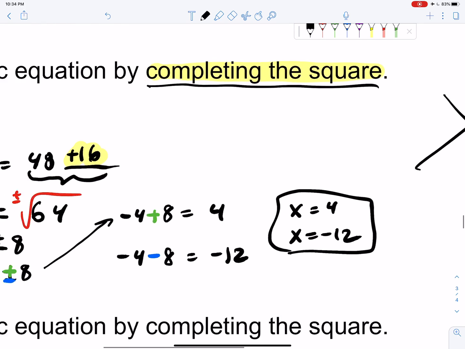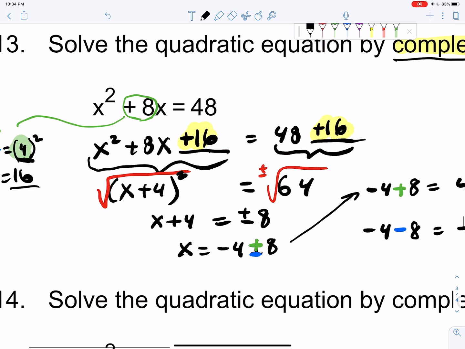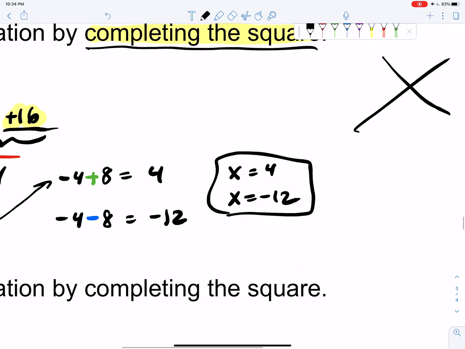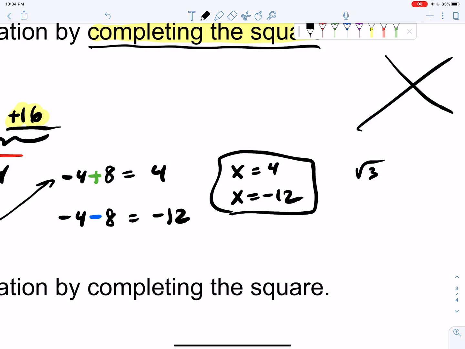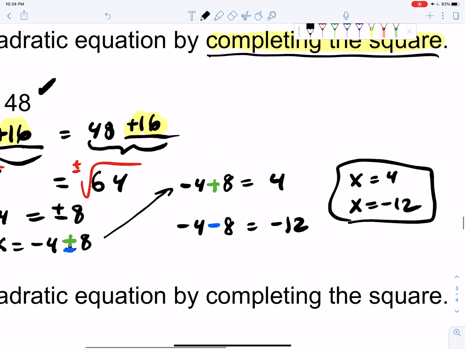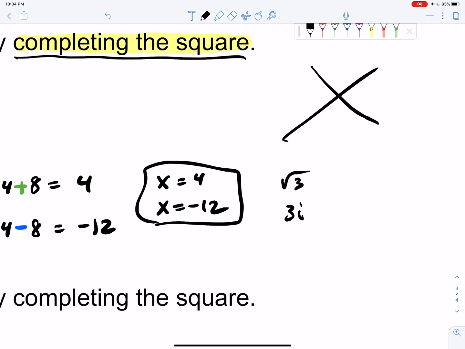Now, remember I was saying that this problem actually could have been done quicker because it is factorable. I just want to let you know, when your answers are these nice rational numbers, the square roots simplify to a rational number, right? 4, negative 12, these are all rational numbers. When your answers do not have something like the square root of 3 that doesn't simplify, or something like 3i, imaginary numbers, when they have these nice rational numbers, it just meant that the original equation was actually factorable. I'm going to go ahead and show that factoring.